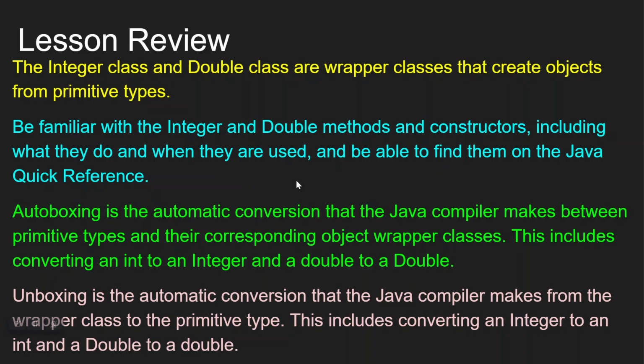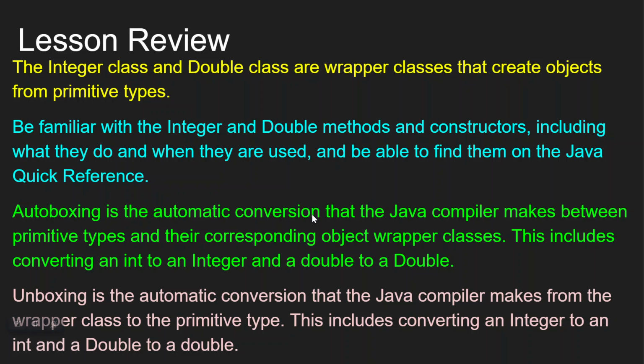All right, guys, well, it's time for our lesson review. The Integer class and Double class are wrapper classes that create objects from primitive data types. You want to be familiar with the Integer and Double class methods and constructors, including what they do and when they are used, and you want to be able to find them on the Java Quick Reference Guide so that you don't get confused during your exam.